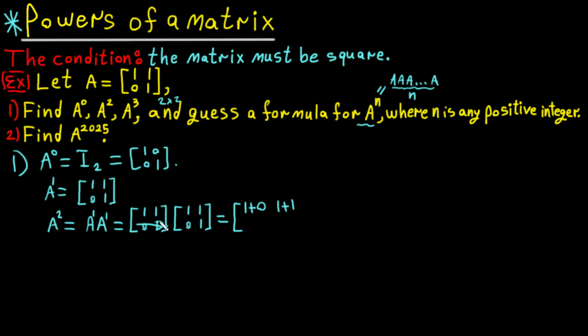Now the second row by first column. So 0 multiplied by 1, which is 0. 1 multiplied by 0, which is 0. Now the second row by the second column. 0 multiplied by 1, which is 0. 1 multiplied by 1, which is 1, plus 1.